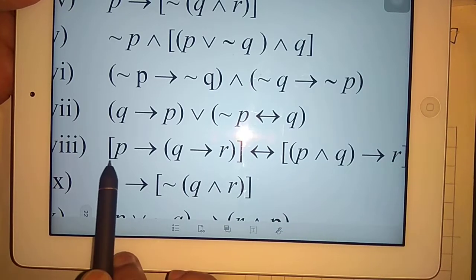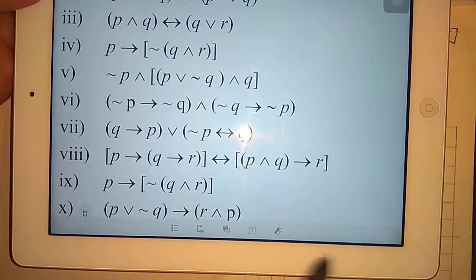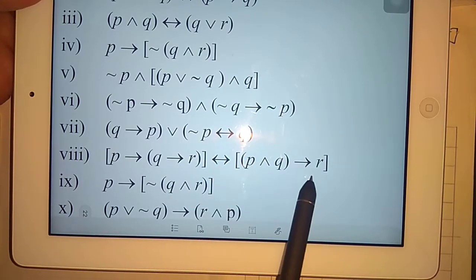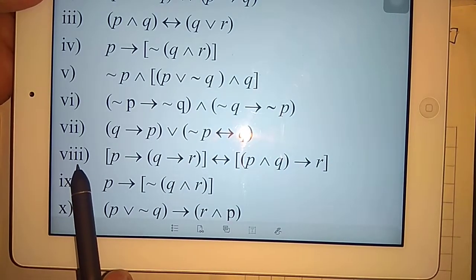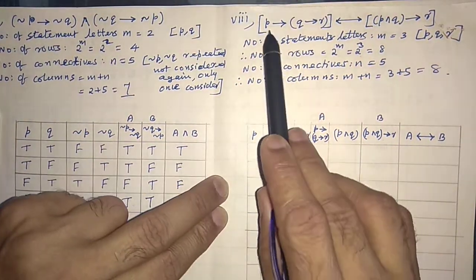Now what you have to do? The whole thing double implies with this whole thing. See, the whole thing double implication with this one. This is question number 8. So we do that. Question number 8.